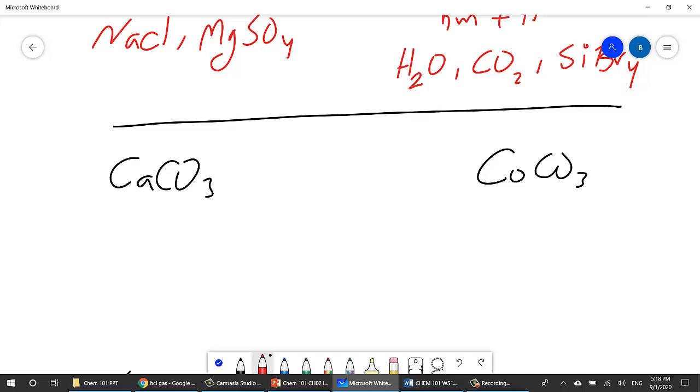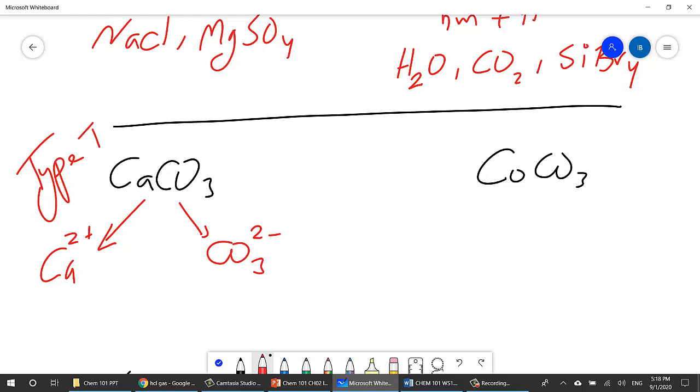If you ever want to name the compound CaCO3, first you want to think about what it is coming from. I know this is a carbonate group, CO3 2 minus. Calcium is in group 2, so it must have a 2 plus on it. It always makes 2 plus. So that's good, 2 minus and 2 plus, they are balancing themselves. And this is a type 1 because calcium is in group 2 of the periodic table, so just name it calcium carbonate.